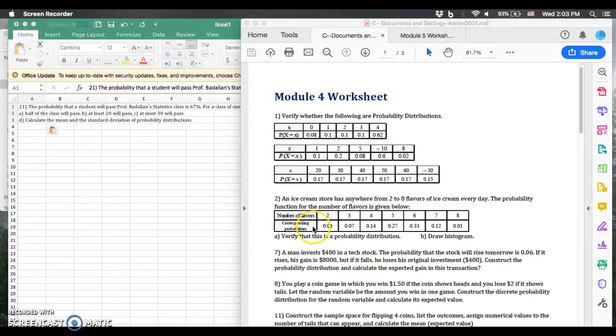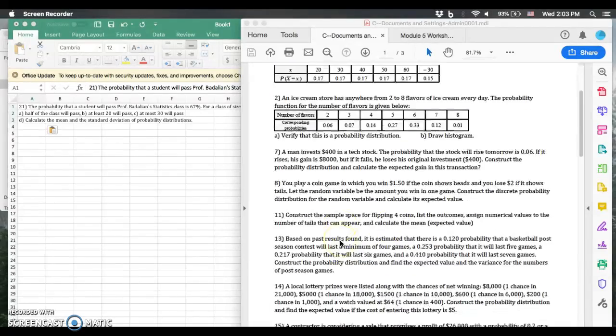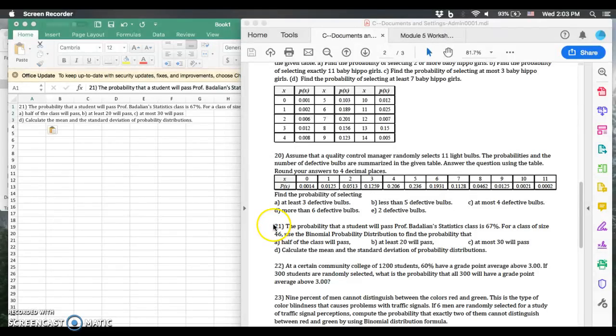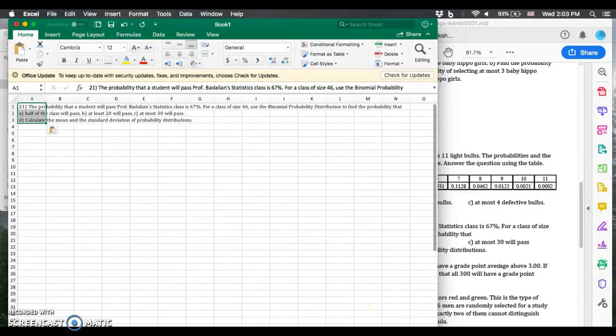Okay, I'm going to do one problem from the Module 4 class worksheet. For the binomial one, I'm going to do number 21 on the second page. It's talking about students passing a statistics exam. So from the problems, which is here, I copy it.